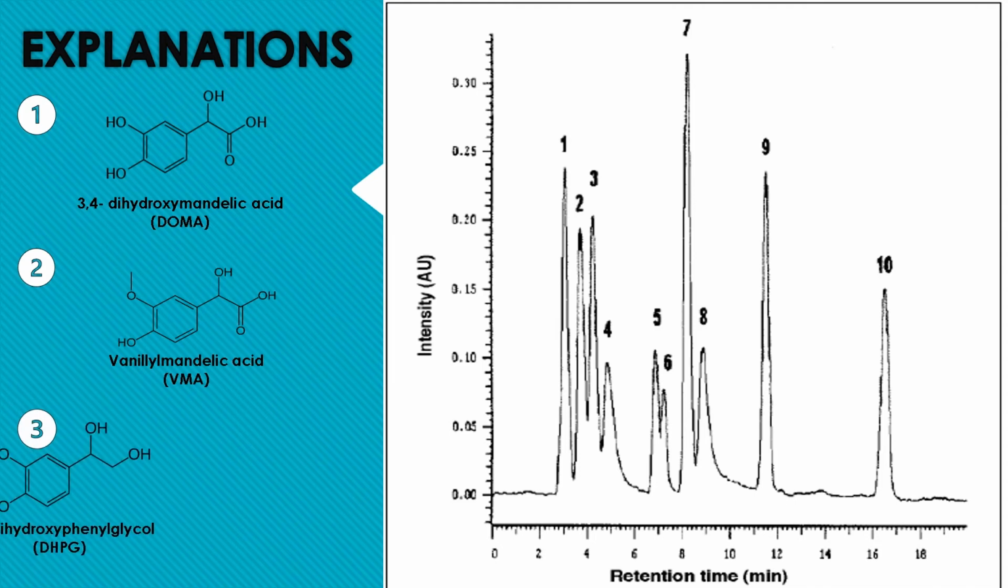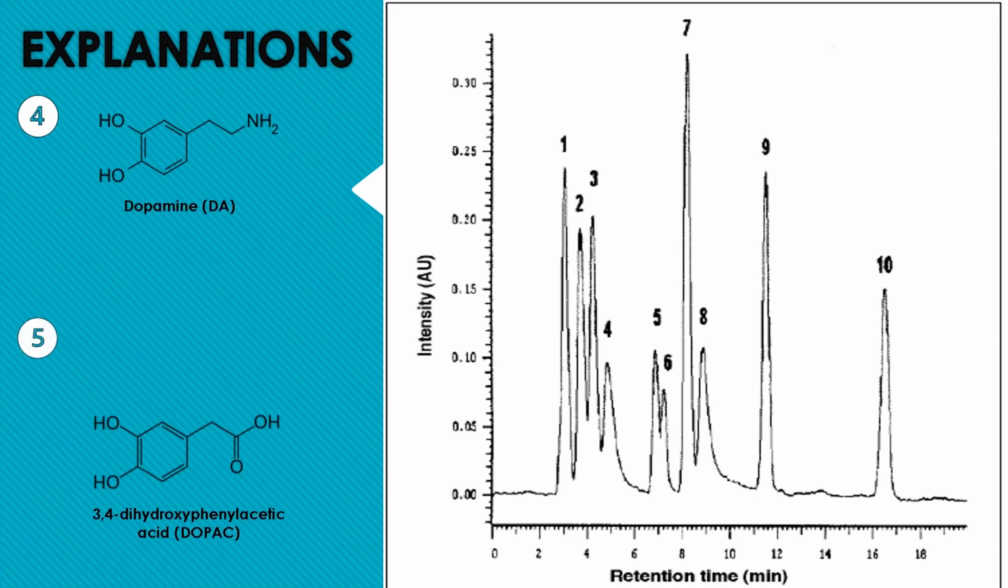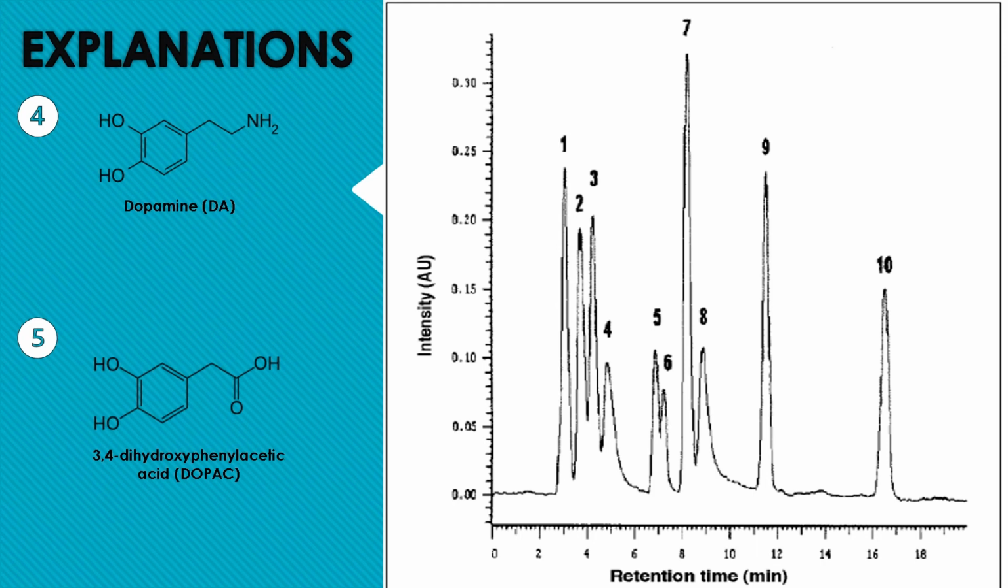Next is 3,4-dihydroxyphenyl glycol or DHPG. Unlike the first two compounds, this compound only has hydroxyl groups attached, but it has the most hydroxyl groups compared to the other compounds after it. Dopamine or DA is eluted earlier than 3,4-dihydroxyphenyl acetic acid, DOPAC, even though DA has an amine group which has less polarity than the carboxyl group present in DOPAC.